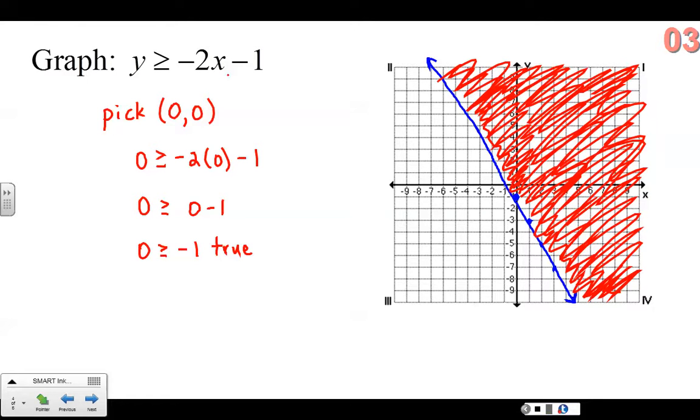Okay? So a test point will tell you which side to shade. Had I plugged in the point 0, 0 and it gave me a false statement, we would shade on the side opposite of the test point. Let's try another one.